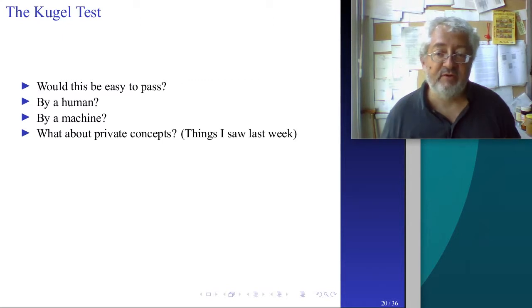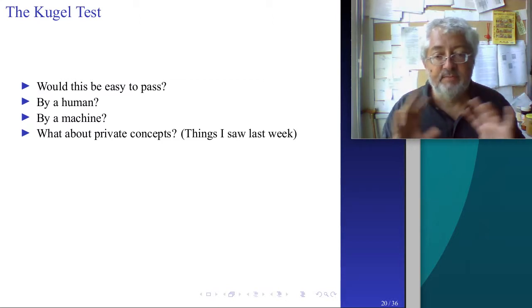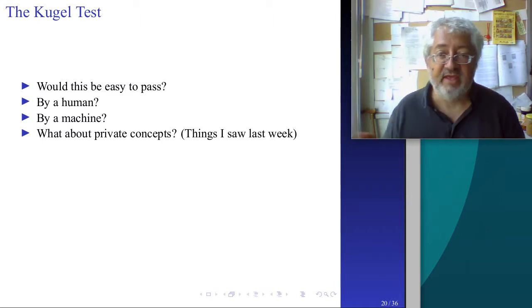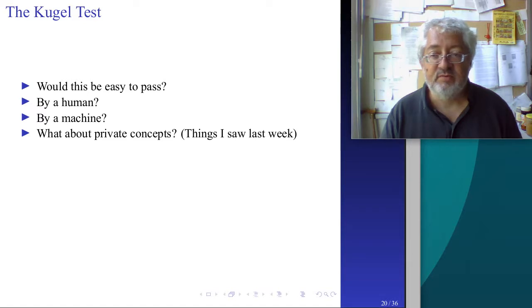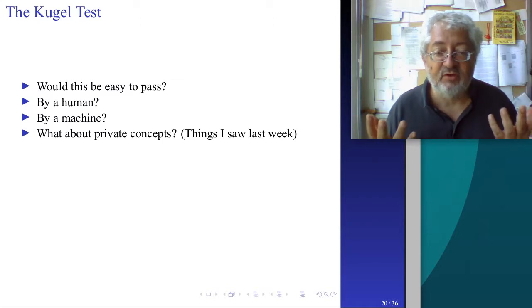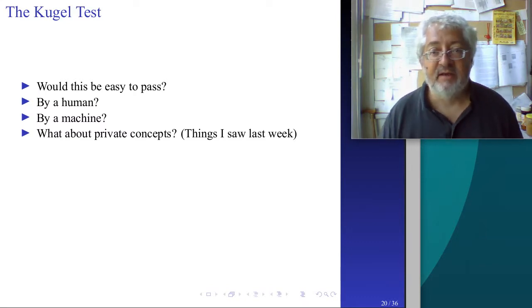Nothing prevents the judge from taking a private concept like that and using it to categorize the pictures into bins. If I say things I saw last week and I put them into yes and no bins, then obviously this will be very difficult. This will be impossible for a machine to pass. It will also be impossible for a human to pass, because nobody except me, this is why it's a private concept, knows what I saw last week. I might have seen a bee, a truck, or a flowering cactus.